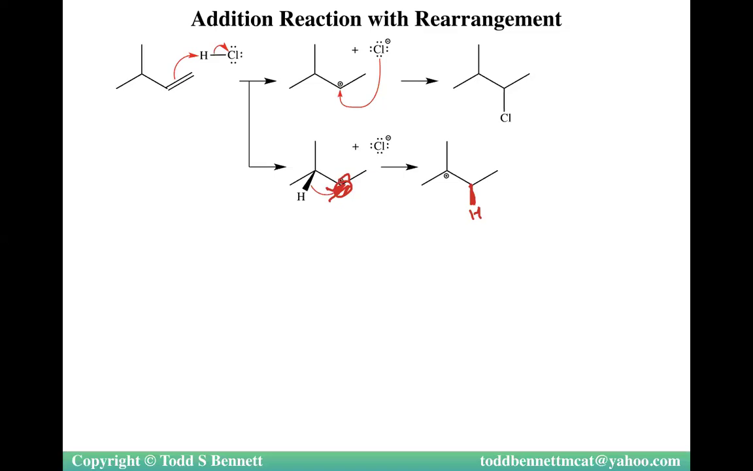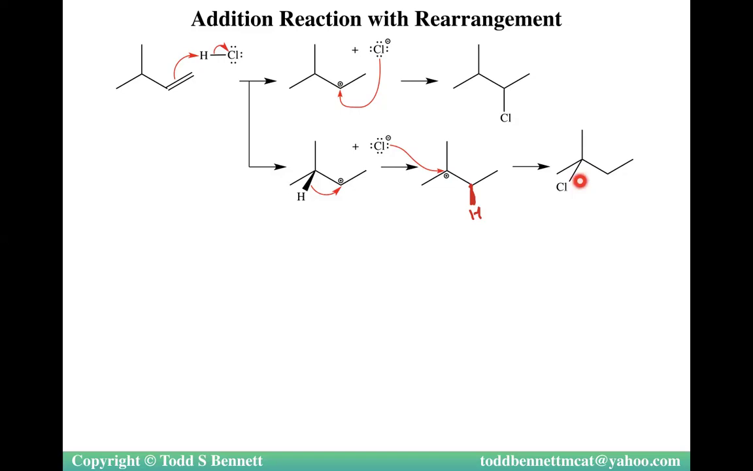Okay, let me get rid of that picture. And so now we have the tertiary carbocation, more stable. It's going to stay like that most of the time. It may, like I mentioned, go back and forth. There might be some equilibrium here, but it's going to favor the tertiary over the secondary. The chlorine's going to then attack, and you're going to get a tertiary chloride species.